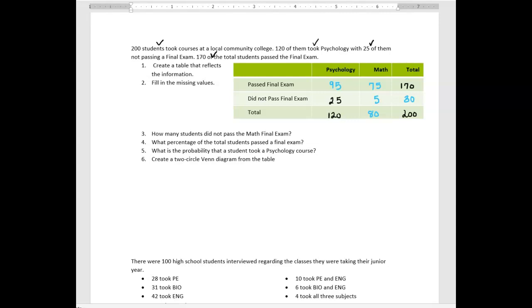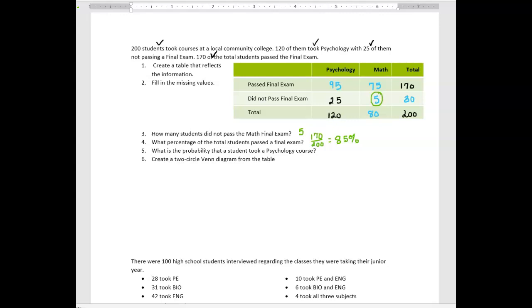How many students did not pass the math final exam? So the math students are in this column, and how many did not pass the math final exam? So did not pass, that's going to be this 5 right here. What percentage of the total students passed the final exam? The total that passed were 170 out of a total of 200, which is going to give us 85%. So that's a percentage of the total students.